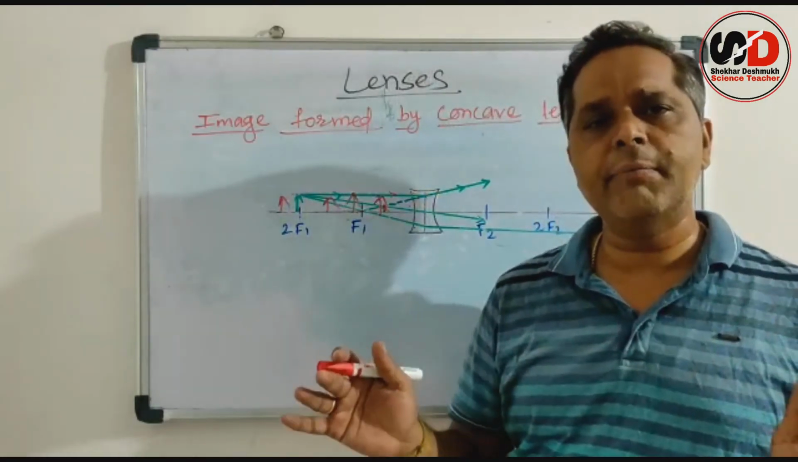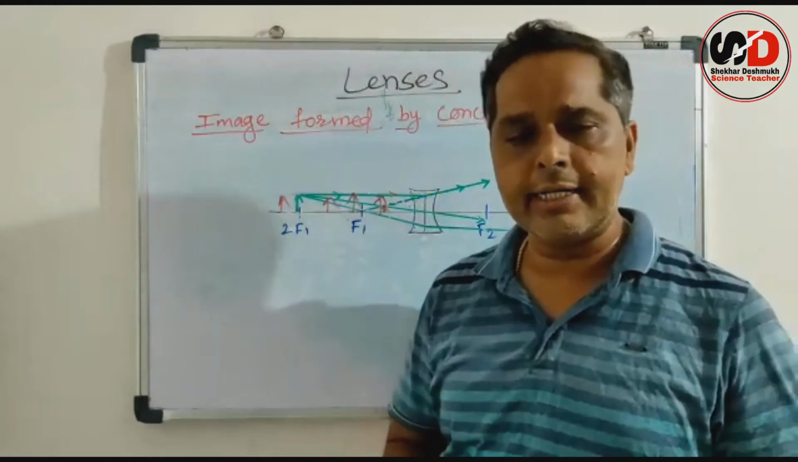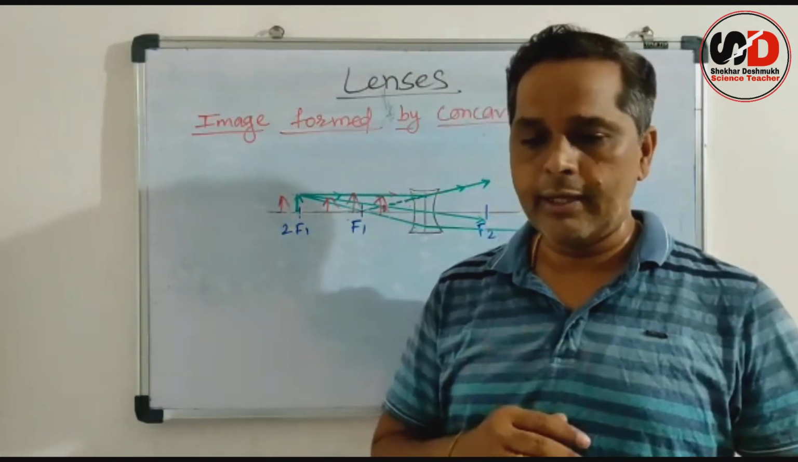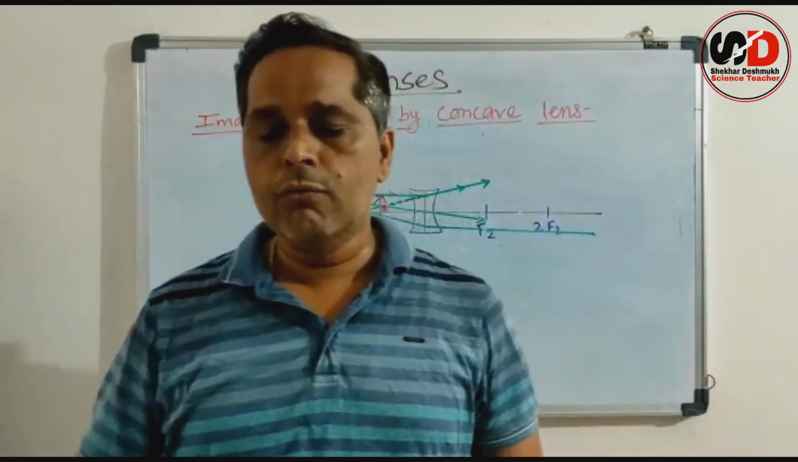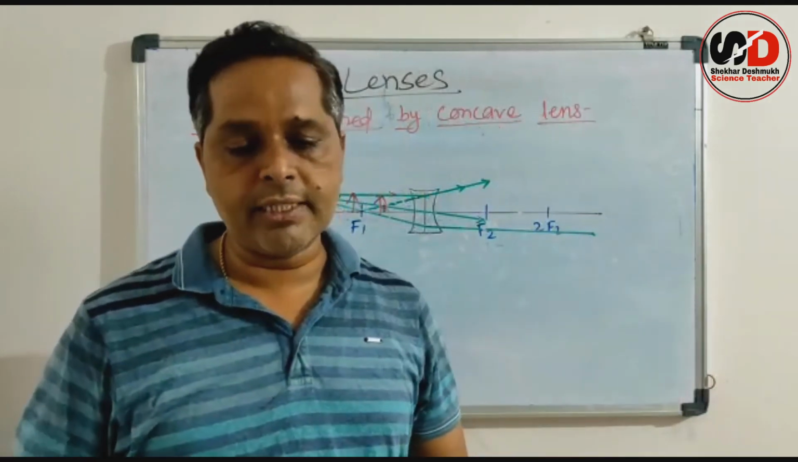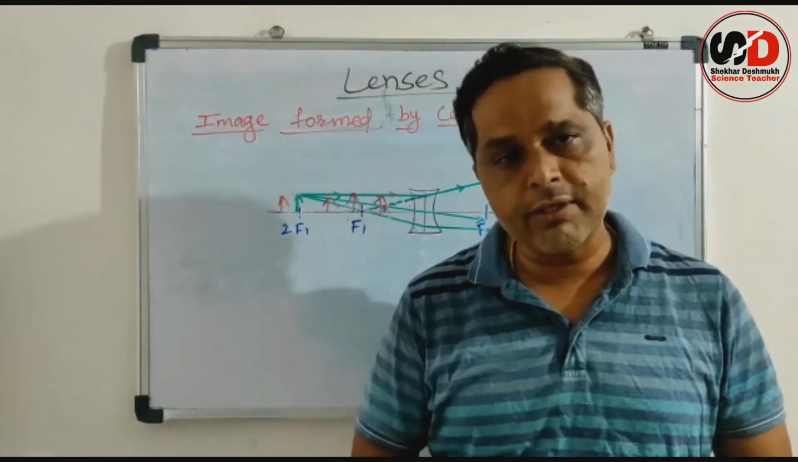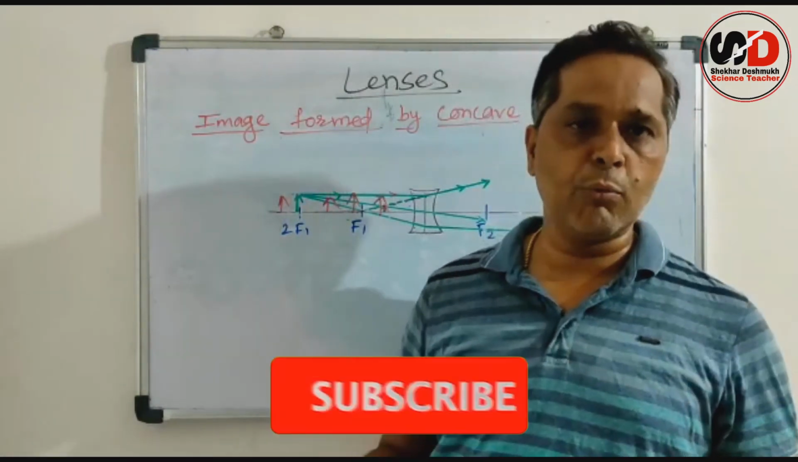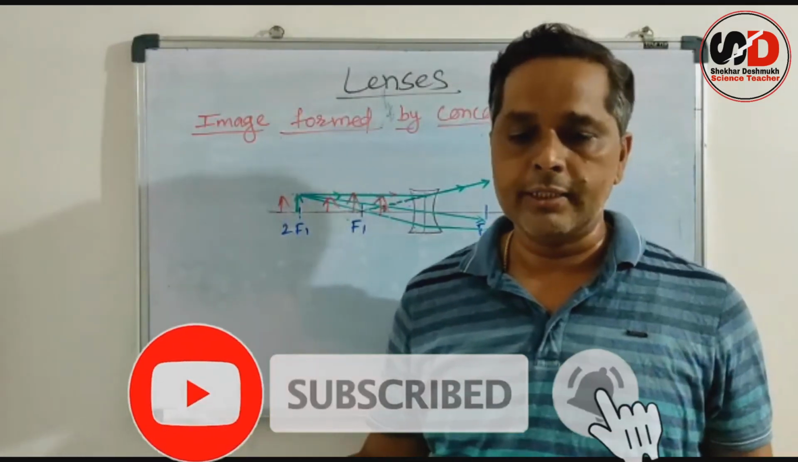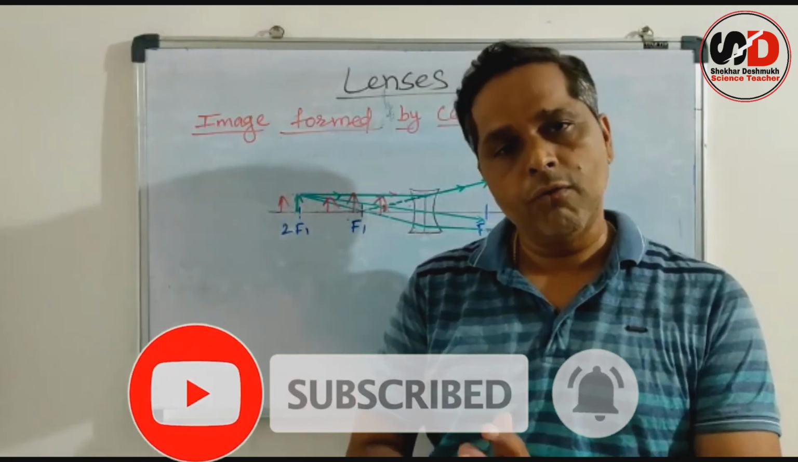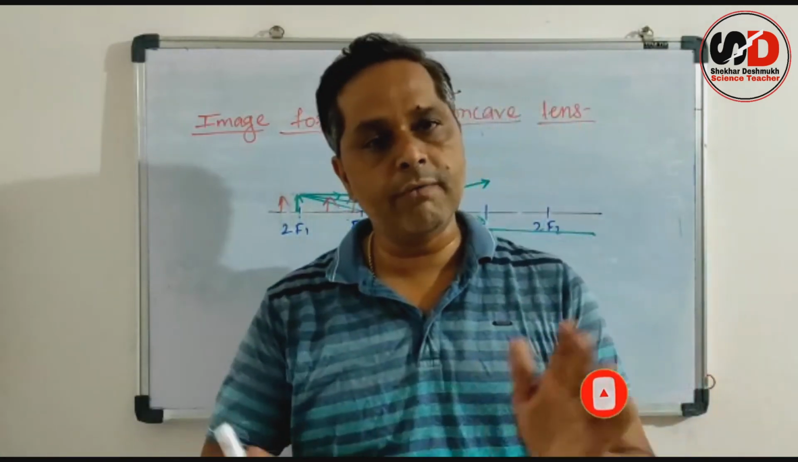It is a very simple, easy and small topic that we studied today. Tomorrow, in the next video, we will see the sign conventions, that is Cartesian sign conventions, lens formula, magnification, etc. So for today, for this video we will stop here.